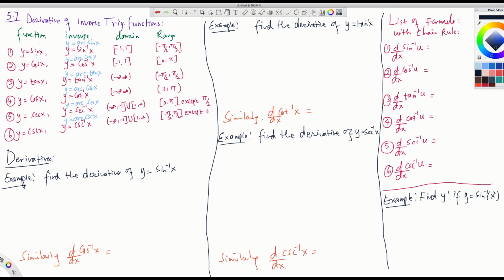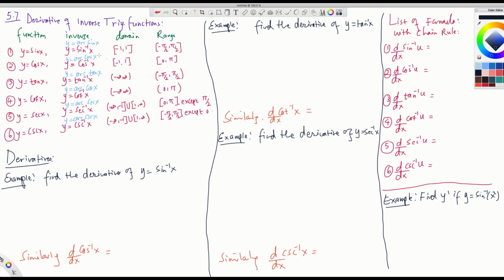For y equals sine x, the notation for the inverse of sine is y equals arc sine x, or y equals sine with a -1 exponent, x. We call it sine inverse x. Similarly, for cosine, the notation is y equals arc cosine x or cosine inverse x.